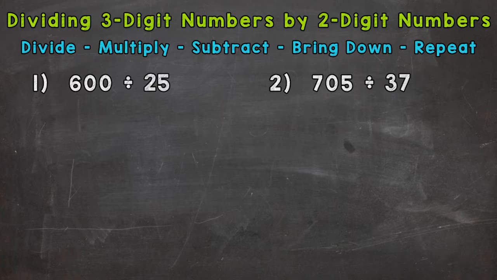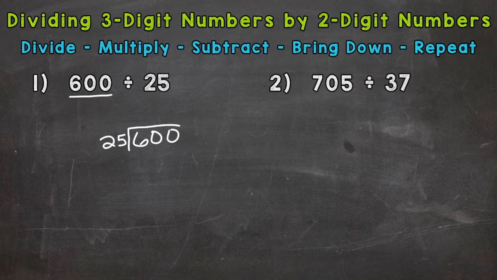So let's go back to number 1 and solve that one first. So 600 divided by 25. 600 is our dividend. So it's the number we're dividing or splitting up. That goes underneath our division bar. 25 is our divisor. So it goes on the outside here. Now we're ready to go through the division process, which those steps are at the top of your screen. Divide, multiply, subtract, bring down, repeat.